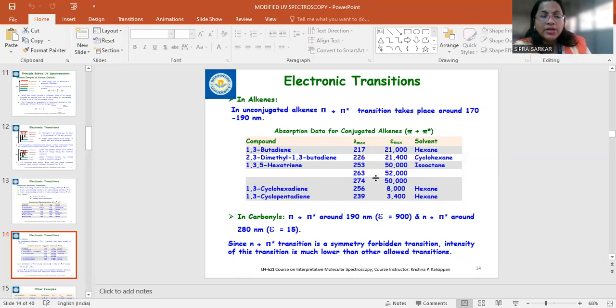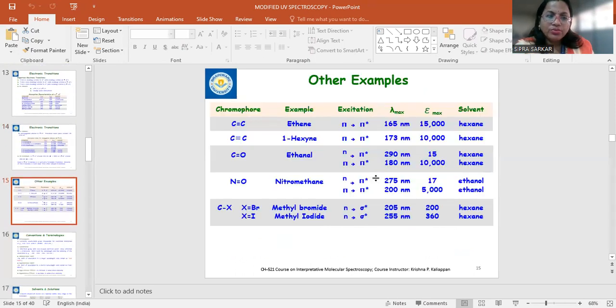In carbonyls, pi to pi star is around 190 nanometers and n to pi star around 280 nanometers. Since the n to pi star transition is symmetry forbidden, the intensity of the transition is much lower than the other allowed transition. So other examples are there.